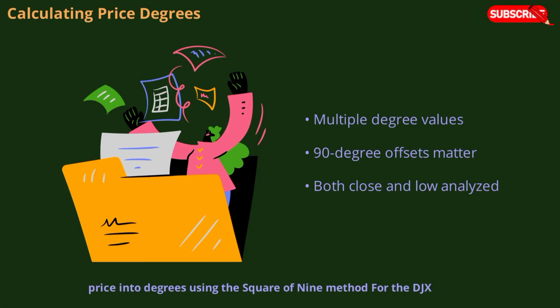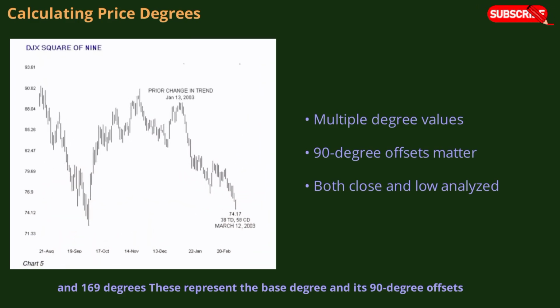Next, we convert the closing price and the low price into degrees using the Square of Nine method. For the DJX, the closing price of 75.52 translates to several degree values: 259, 349, 79, and 169 degrees. These represent the base degree and its 90-degree offsets. Similarly, the low price of 74.17 converts to 245, 335, 65, and 155 degrees. These calculations set the stage for comparing price and time harmonics.